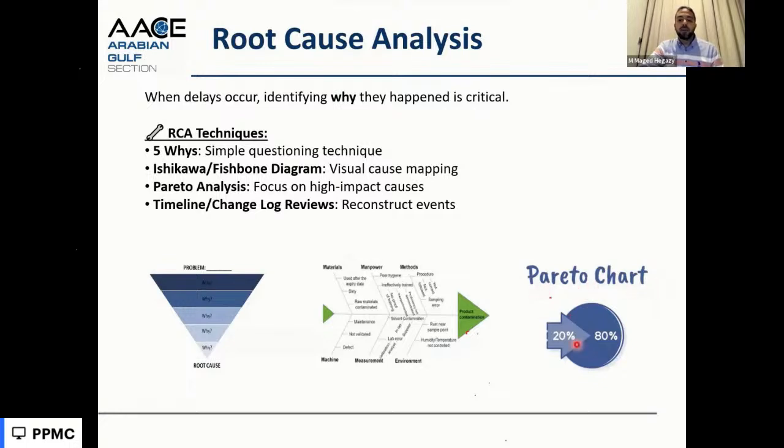analysis, which is saying 20% of the causes are producing the 80% of the results. So you cannot go to all the causes and fix all of them. We need to go to the productive or the root causes, which are 20% of the reasons we have for the delay. If we mitigate this 20%, we will mitigate 80% of the delays.